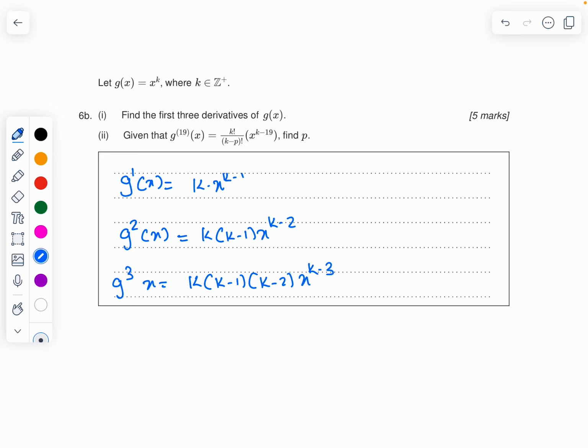Now what's going to be the 19th derivative? So we can see that pattern. The 19th derivative will be k times k minus 1 times k minus 2 times, keep on going till k minus 18, then x to the power of k minus 19. That is going to be 1.